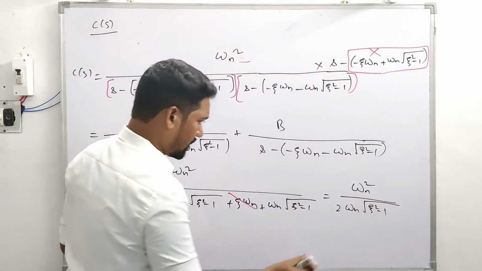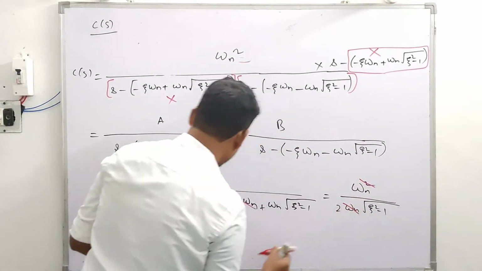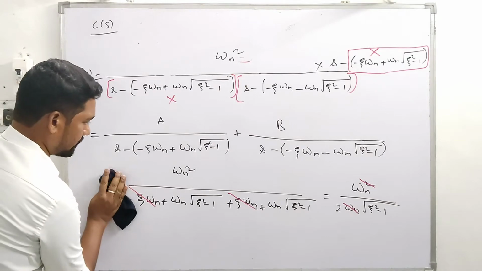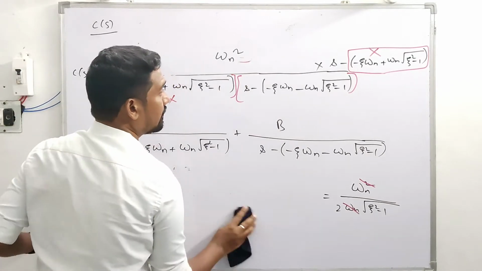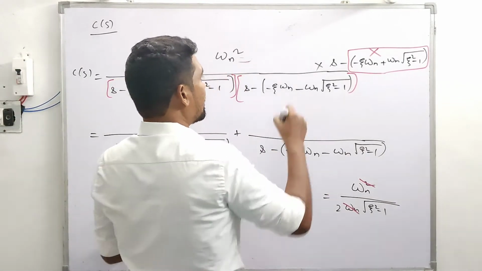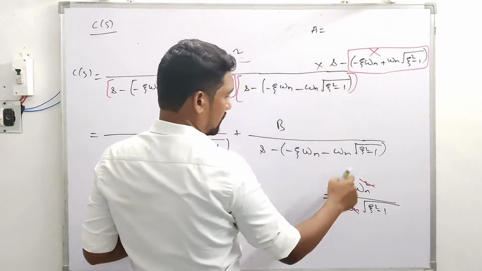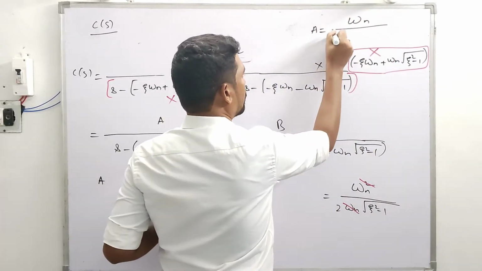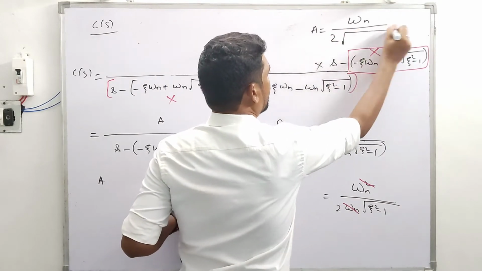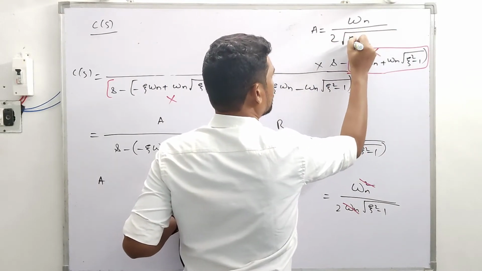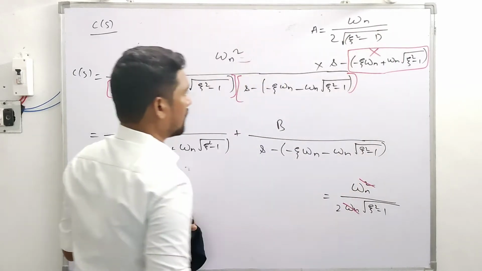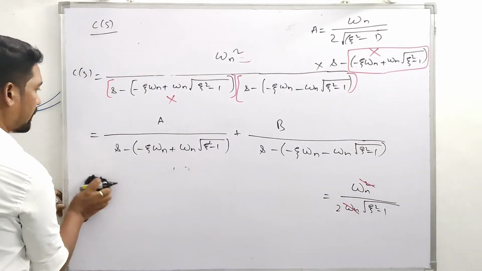So what gets cancelled over here? The square and omega n, so a will be left over with that value. What is that? A will be left over with omega n upon 2 times under root zeta square minus 1. It's in the bracket, alright. Keep that in mind. So that's the value of a.